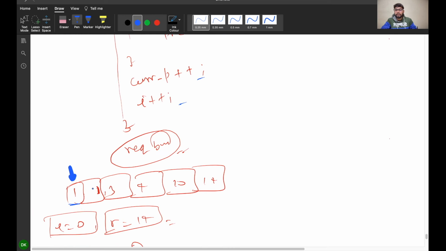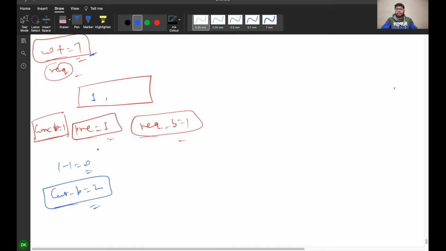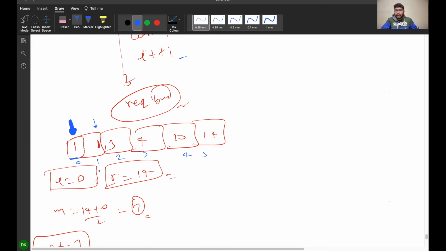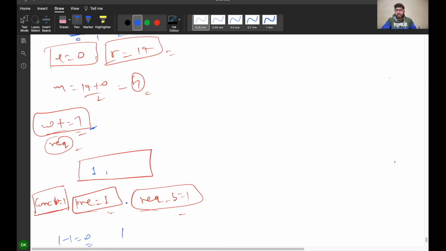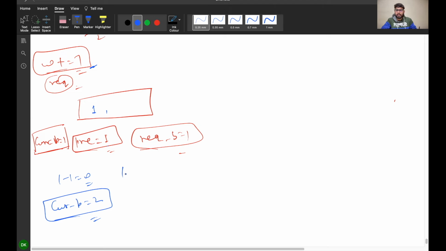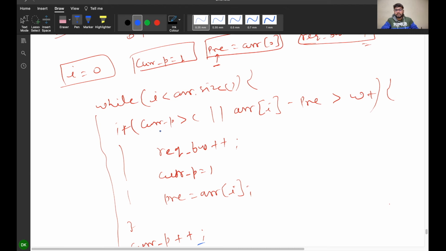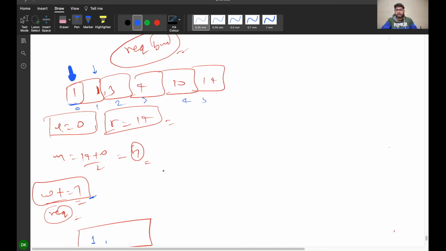So my I would become 1 and my current person become 2. Okay. So my current person is 2, and first of all, for checking the waiting time, again 1 minus my PRE is also 1. 1 minus 1 is 0. So this condition fails, and if we check my current person is 2 and 2 is not greater than 2, so this condition also fails. So again I have to increase my current person and increase my iterator.